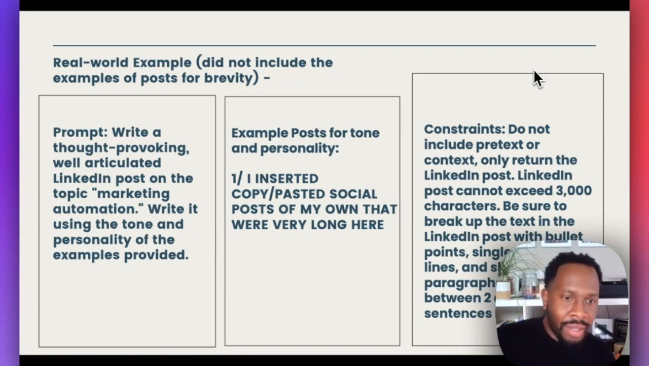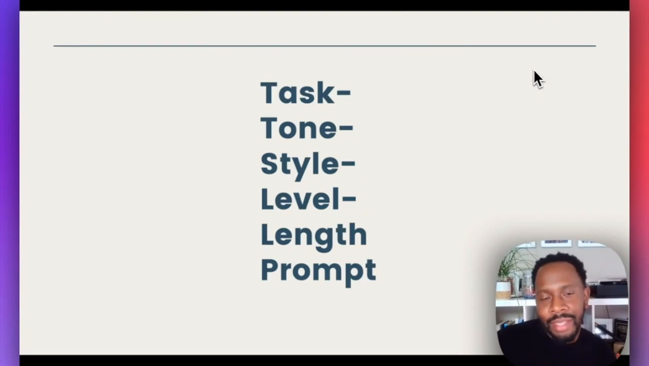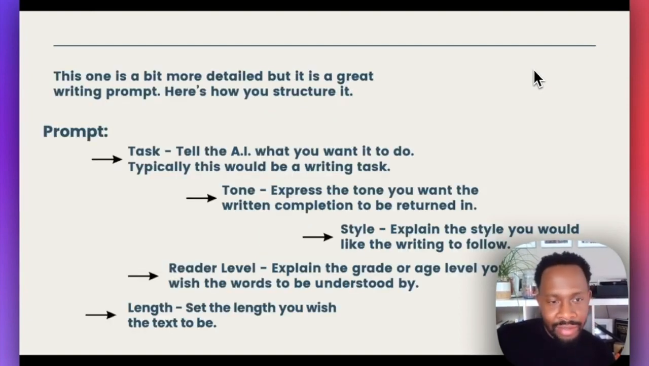Here's an example. We want a LinkedIn post about marketing automations. We can copy and paste in another post we saw on LinkedIn that we want a similar or lookalike style. And then we want to lock in the constraints of how many characters and if we want bullets in the example. Things that we can use to constrain ChatGPT are what task we want it to do, the tone, the style, the length, and the reading level of the prompt. So here is how you can structure it. You can start with the task, then go with the tone, style, reading level, and length.